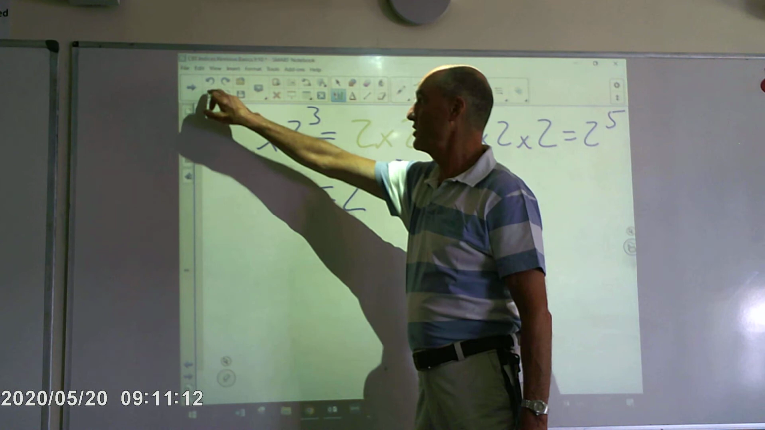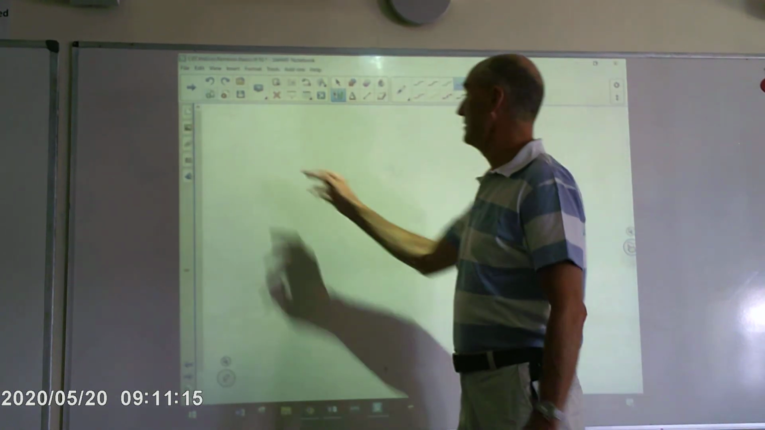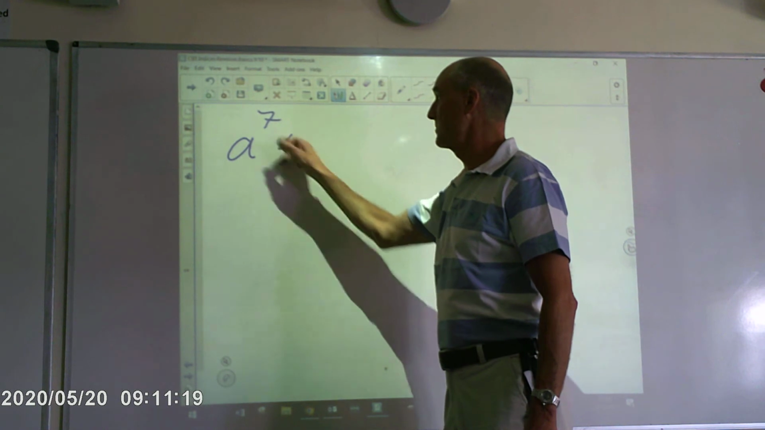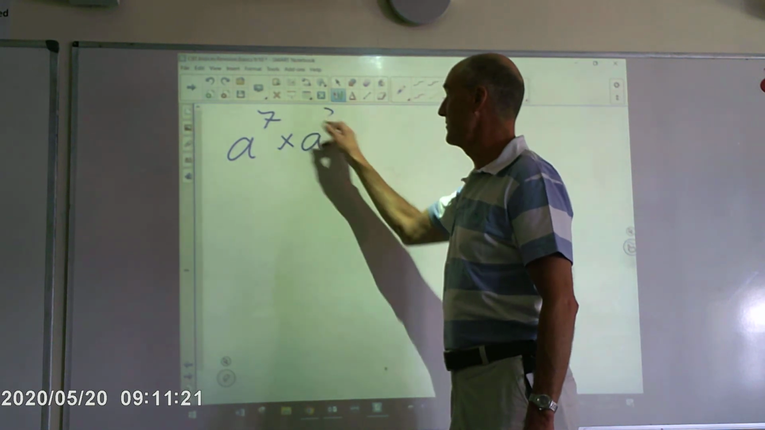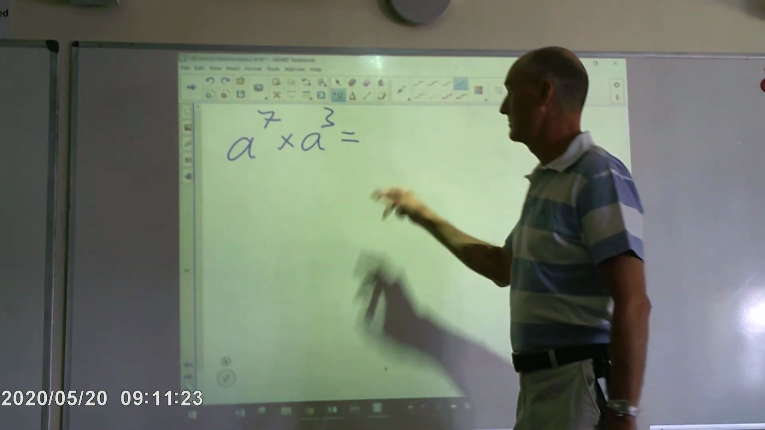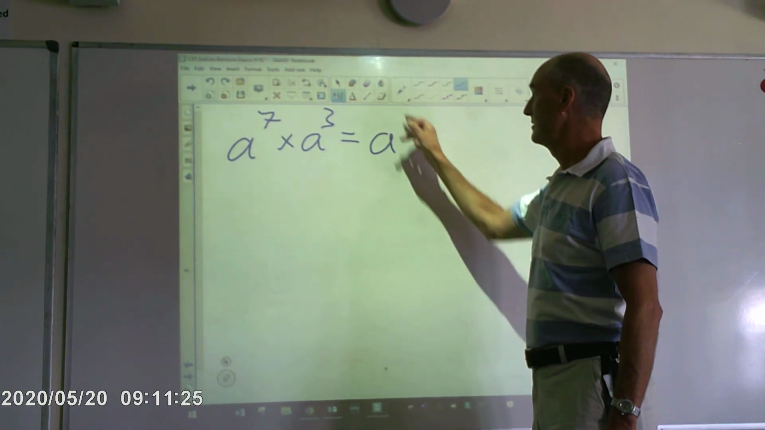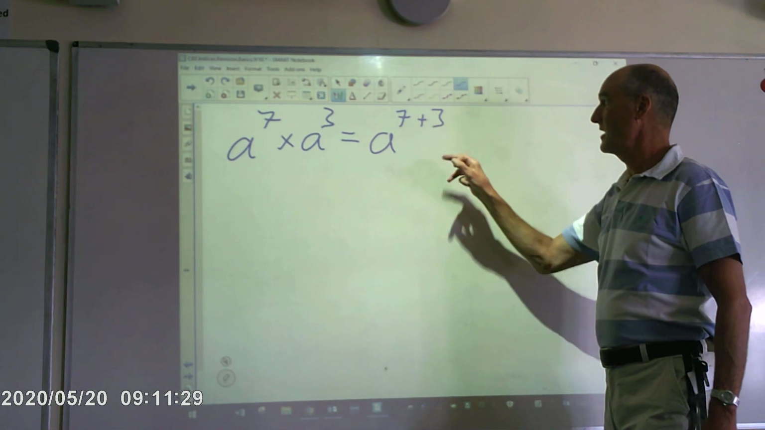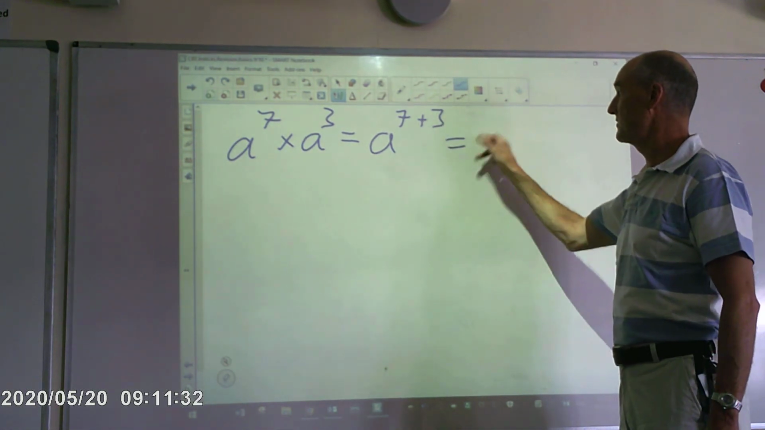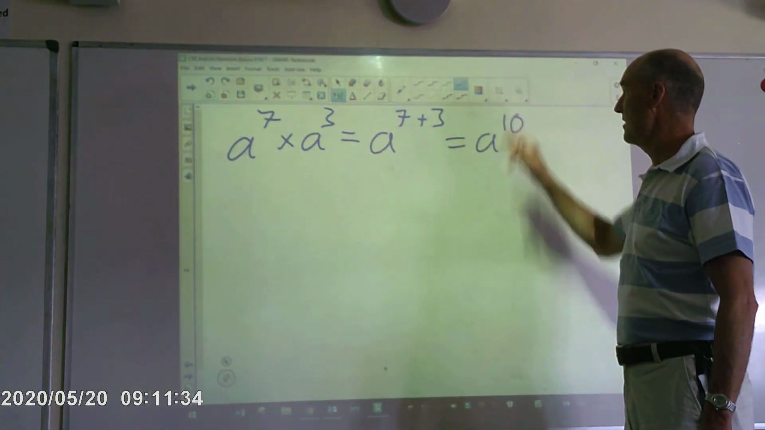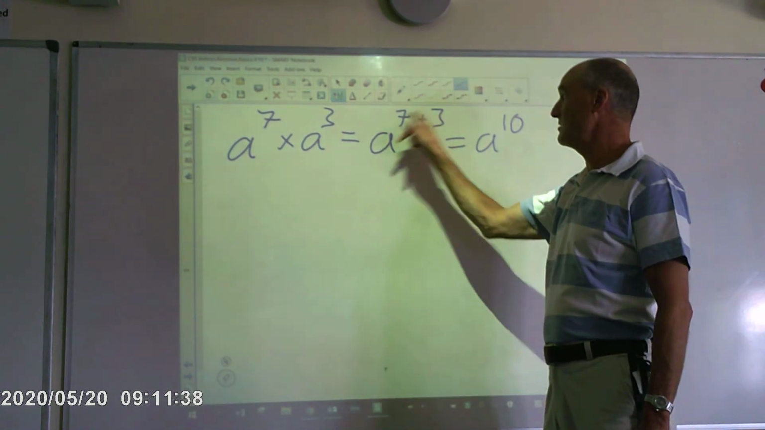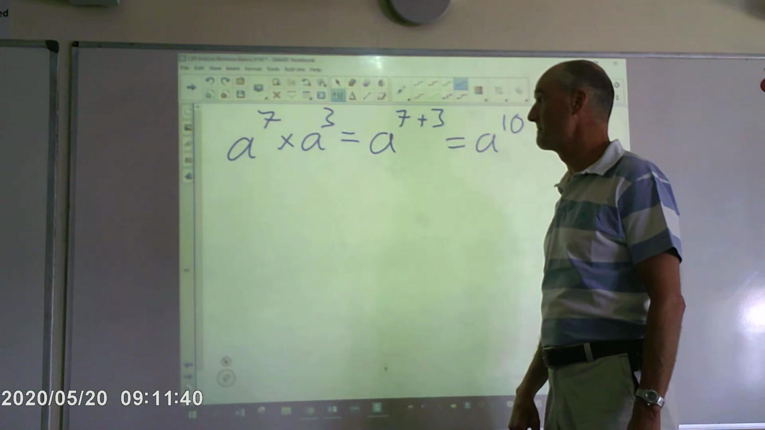So in general terms, if you had a to the power of 7 multiplied by a to the power of 3, that would be a, the 7 and the 3 added together, which would give us a to the power of 10. So that's your general rule. Just add the powers, the indices together.